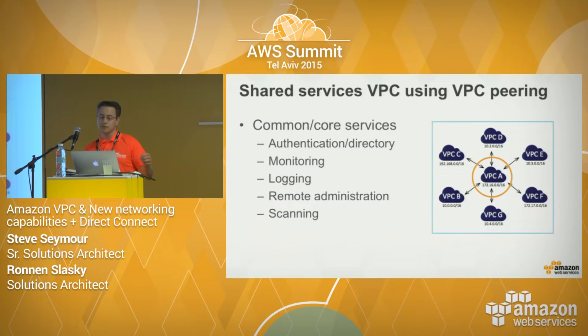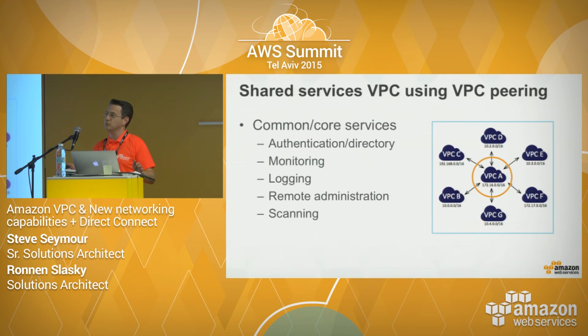We see a number of common use cases for VPC peering, and one of the big ones is what we call the shared services VPC. Customers say to us, I'm creating multiple VPCs, I have many applications, and I want to create some sort of isolation between those applications. But at the same time, there are also a set of services that all of those applications need access to. That set of services can be authentication, monitoring, logging.